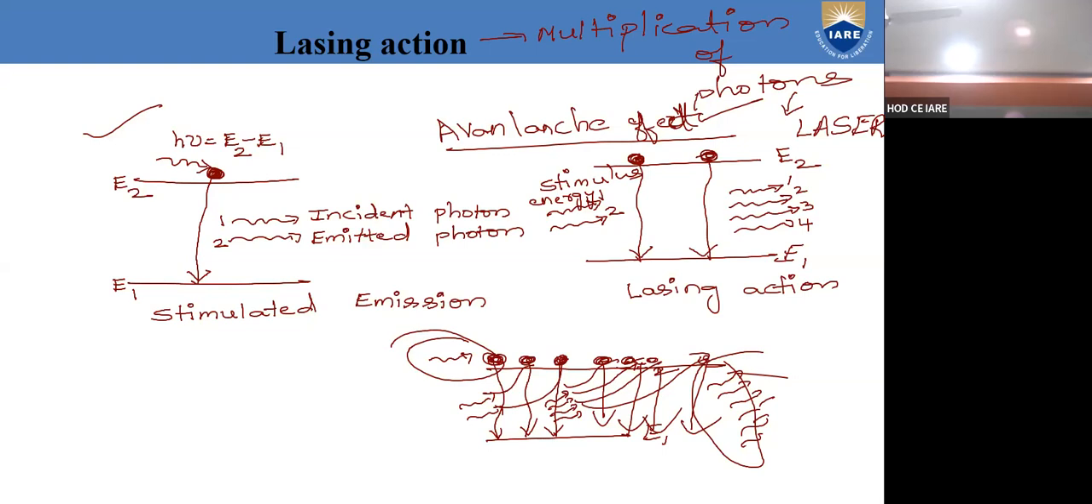So you can say that this is a light amplification process. Lasing action is also called light amplification. The other name for lasing action is that light is getting amplified. What do you mean by light amplification? Where the number of photons is getting multiplied. So multiplication of photons is nothing but light amplification, and light amplification is nothing but lasing action.